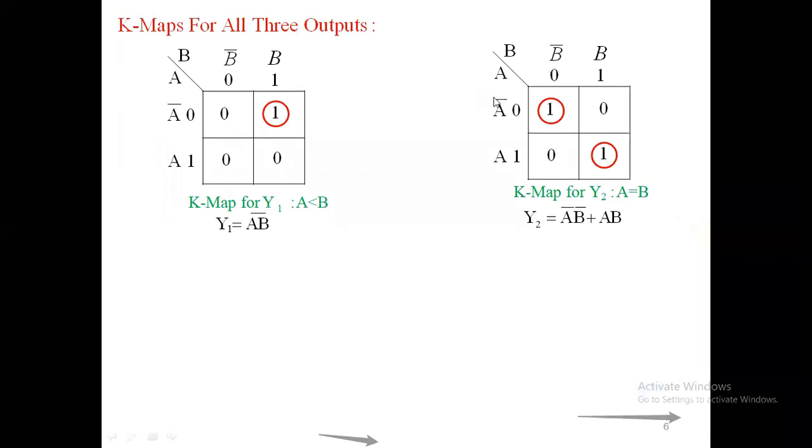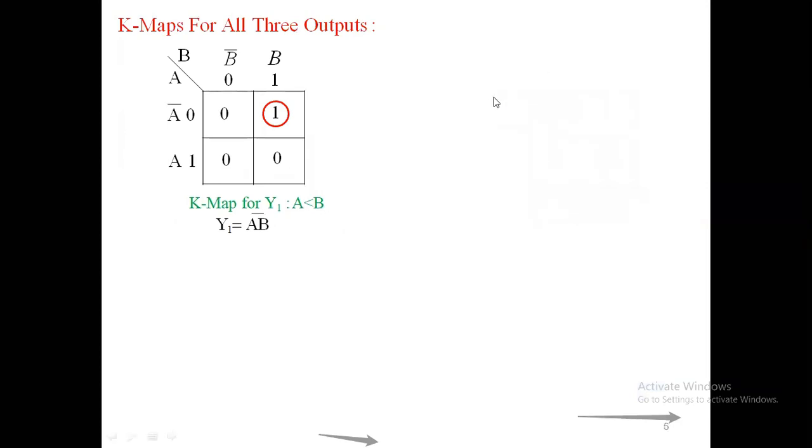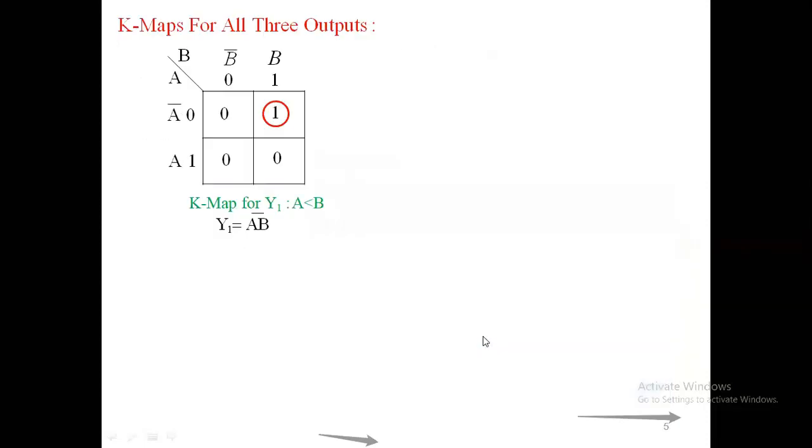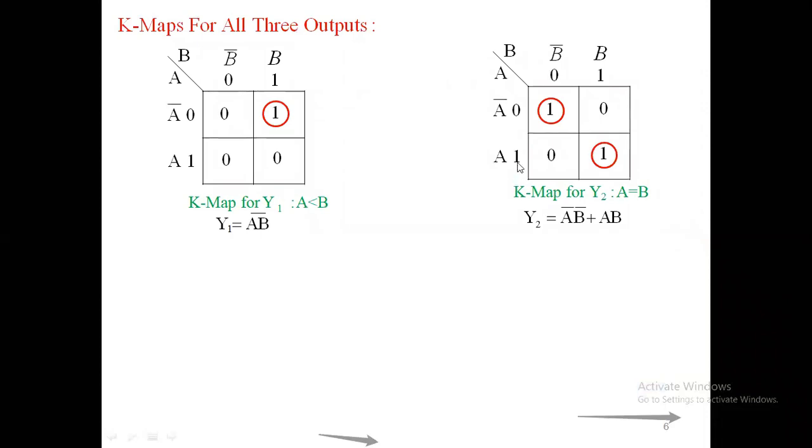And see here Y2. In Y2, 1 is at two places. One is 0, another one is 3. 0, 1, 2, 3. So 0 and 3. This is the 0, this is the 3. There is no mapping. So individual terms you have to write, that is A bar B bar, here AB. A bar B bar plus AB. This can also be called exclusive OR, exclusive NOR, AB plus A bar B bar. For Y2, that is A is equal to B.